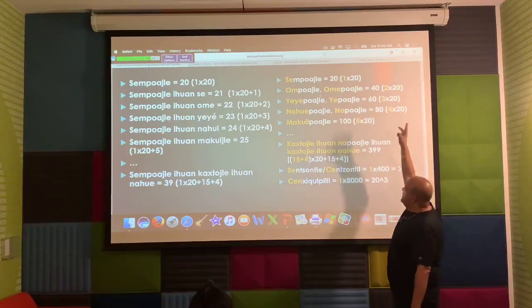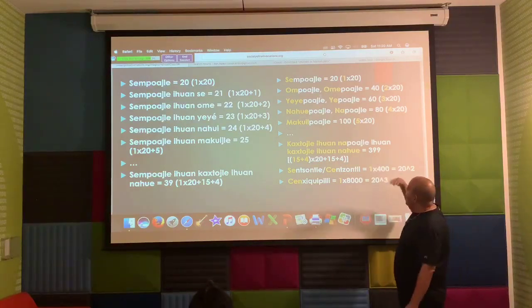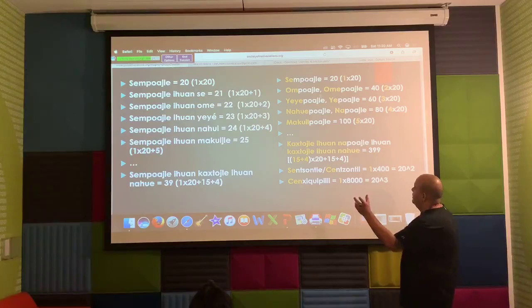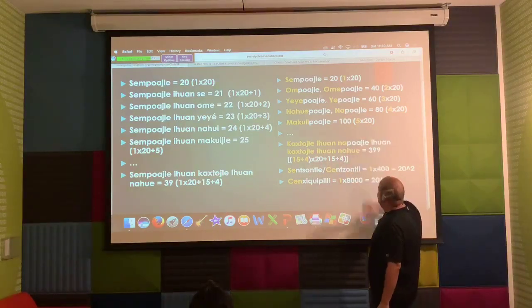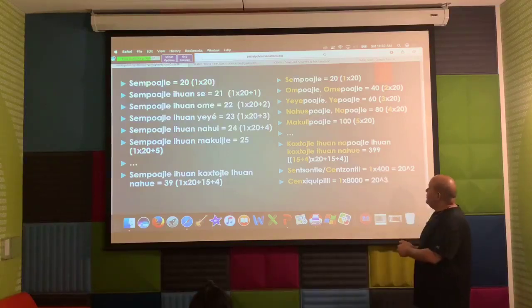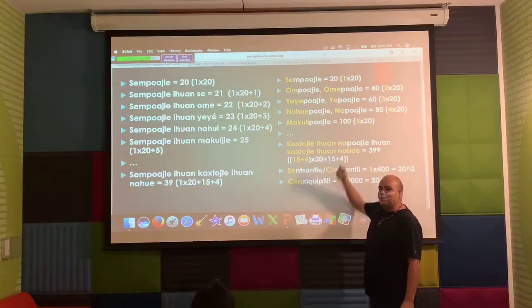Yeyepoahle is three sets of 20. And successively you add those particular numbers prior to the poale to give you the set of 20 that you're talking about. And basically it doesn't become all that hard to say whatever number you want.